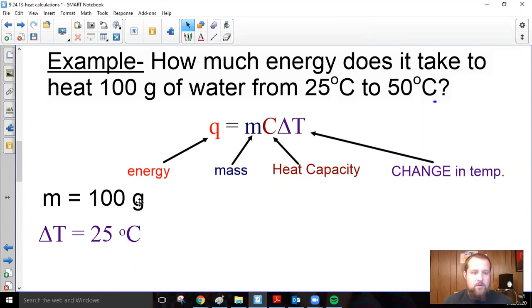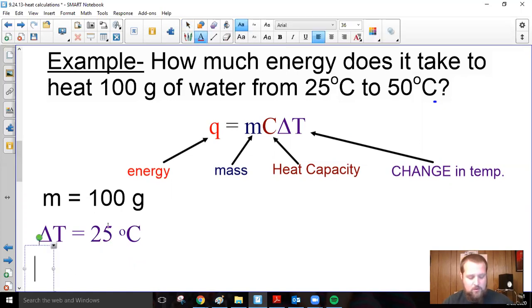So we got 100 grams, 25 degrees Celsius. They want to know how much energy. So the Q is the thing that we don't know. So Q is our question mark. And do we have enough to solve? No. So here in the middle, this heat capacity, if we want to solve it, this is our unknown.